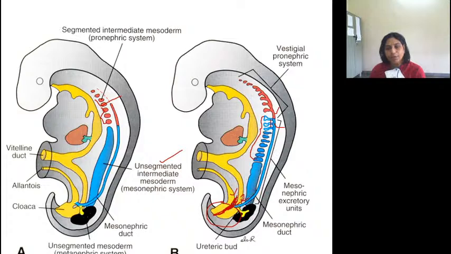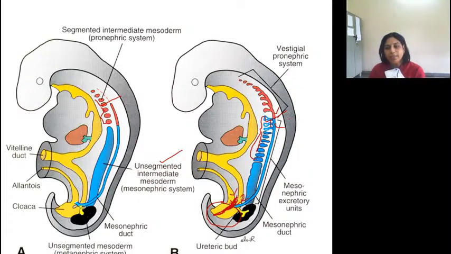So this mesonephric duct opens into the urogenital sinus. When these mesonephros will be functional, this will be around the 4th and 5th weeks of intrauterine life. So very early we see these mesonephric ducts. As the caudal mesonephric ducts appear, the cranial ones will disappear.